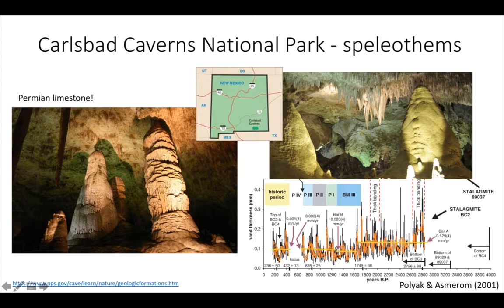But the speleothems themselves in Carlsbad Caverns can tell us information about the Quaternary. So this is an example of a speleothem record. I believe it's from Carlsbad Caverns. And it shows you over time these changes in climate over several thousands and hundreds of years. So we can use these speleothem records as proxies for temperature and rainfall.